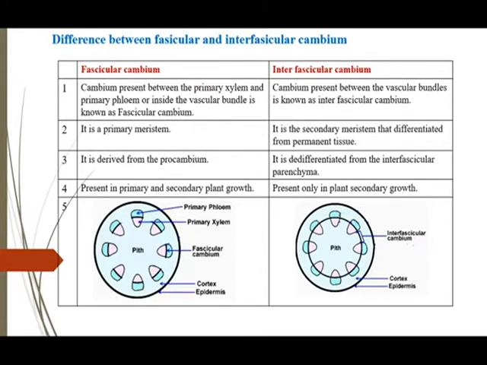Fascicular cambium is present in both primary and secondary growth of the plant, and interfascicular cambium is present only in secondary growth of the plant.